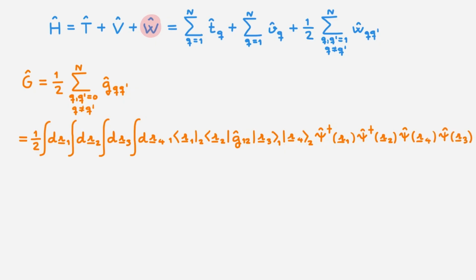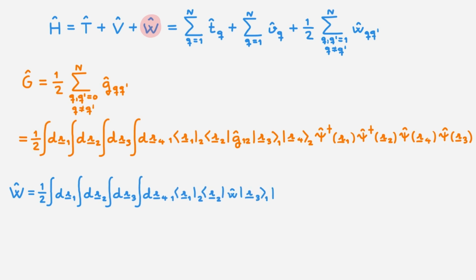In our case, the interaction energy operator W is a two-body operator. And in terms of field operators, it takes this form with four integrals over the relevant matrix elements, and then the product of two creation field operators and two annihilation field operators. All we need to do now is to evaluate these matrix elements for the two-particle interaction energy operator, so let's do this.